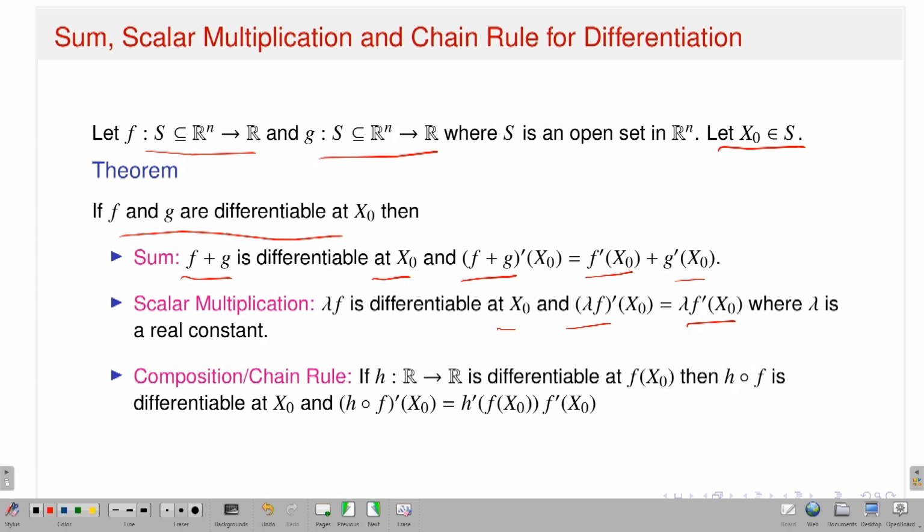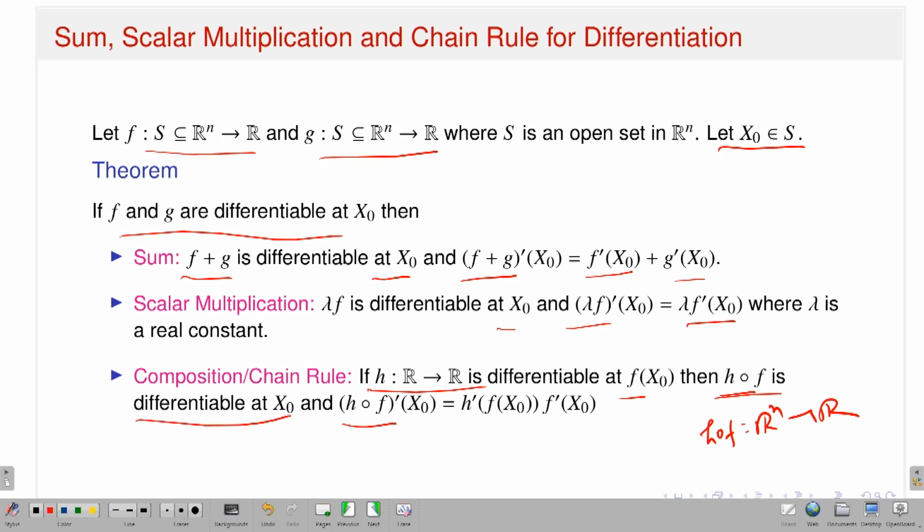Composition, if it makes sense, then we will have the chain rule. That means if h is a function from R to R, differentiable at the point f of x naught, and h composed f makes sense, then I want to talk about the composition function, because the composition function is a map from Rn to R. So I can talk about the differentiability of the composition function h composed f, or the existence of the total derivative of h composed f at the point. And as I said, h composed f is also differentiable.